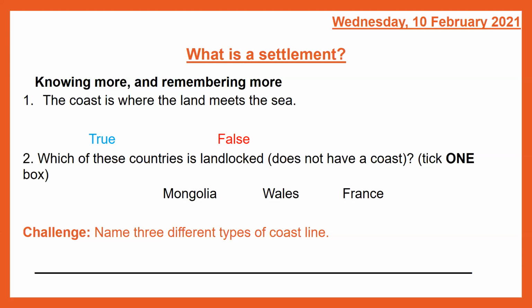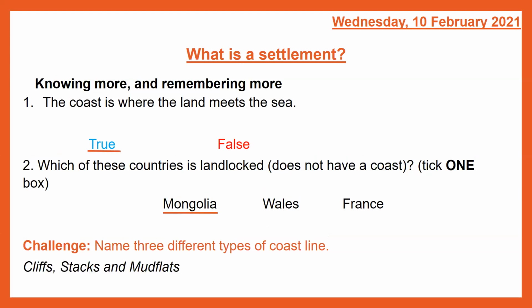Name 3 different types of coastline. You can pause the video now if you wish, or you may have called out the answers as you went along. So I'll just give you a moment. Okay, welcome back, year 2. So the first question, the coast is where the land meets the sea. That is true. Okay, so the coast is where the land meets the sea.